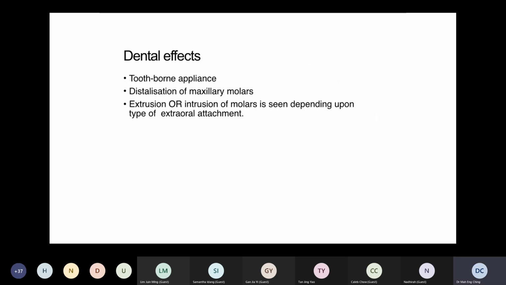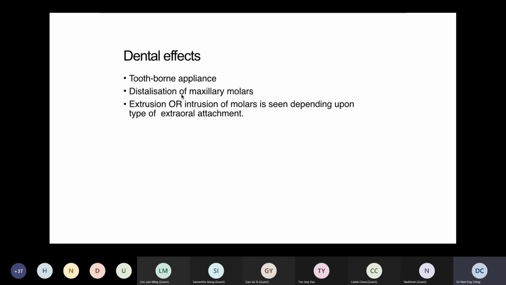So what's the dental effect? Because this appliance is attached to the teeth, it's considered a two-point appliance, the face bow, that will cause the distalization of the maxillary molar. So we have a face bow attached to the molar, and you're using the skull as an anchor unit to pull all the teeth back, then hopefully the maxilla will grow back also. So this will create distalization of the maxillary molar.